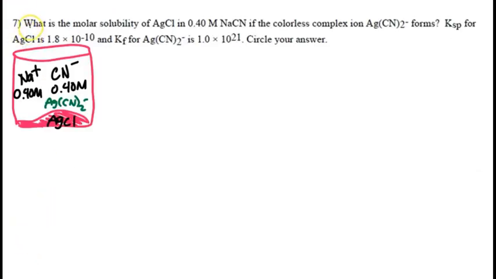Okay, so for question number 7, it says, what is the molar solubility? Automatically stop. If we're talking about molar solubility, that means we are in chapter 15 material now, folks. So go ahead and gather up all your chapter 15 lecture notes. You want to gather up any homework problems that you're going to review. Use it all to help you as you're going along.